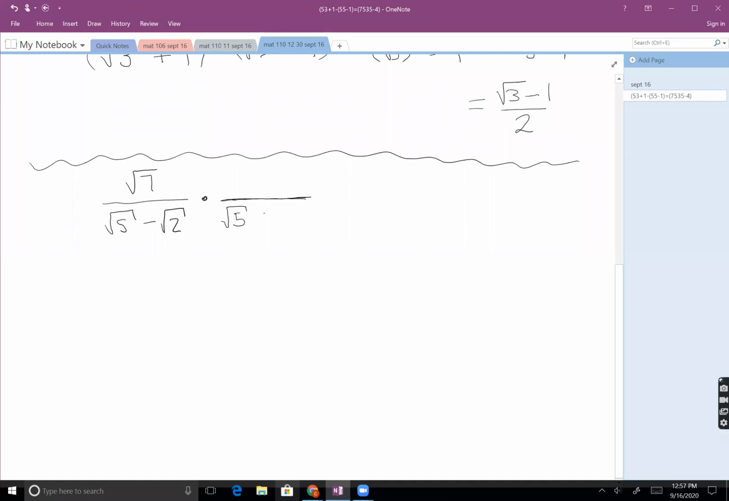Radical 5 plus radical 2. Beautiful. Radical 5 plus radical 2. I like it. Are we all in agreement with that? Yep. Now, we've got 2 products that we have to take.